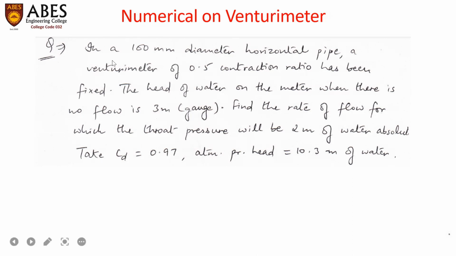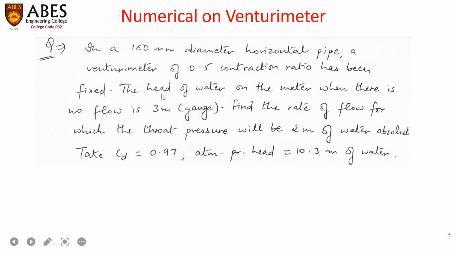This is the question: in a 100 mm diameter horizontal pipe, a Venturimeter of 0.5 contraction ratio has been fixed. So here it is given 100 mm diameter horizontal pipe, so the inlet diameter D1 will be 100 mm. Venturimeter of contraction ratio 0.5 means we can calculate D2 is equal to 0.5 times D1. That means the contraction ratio is 0.5.